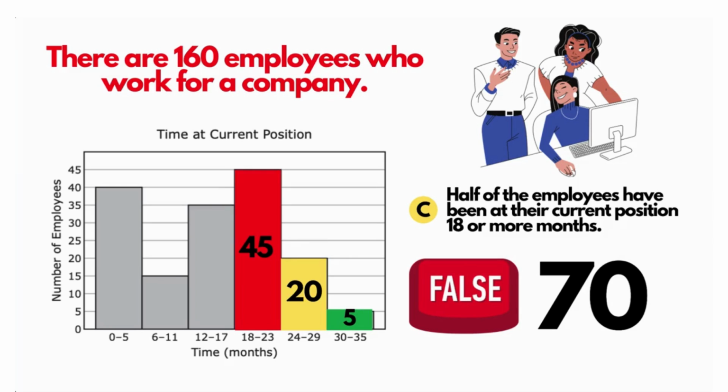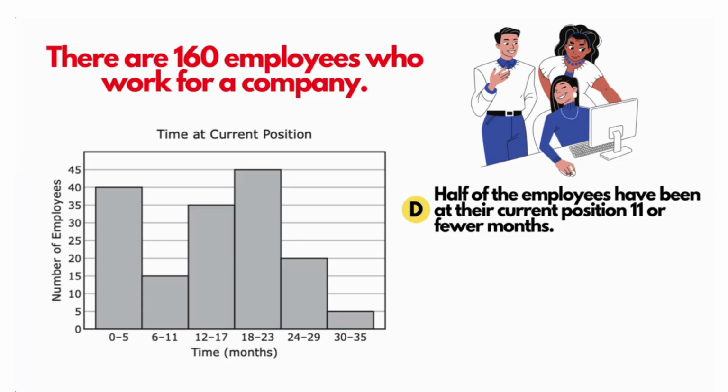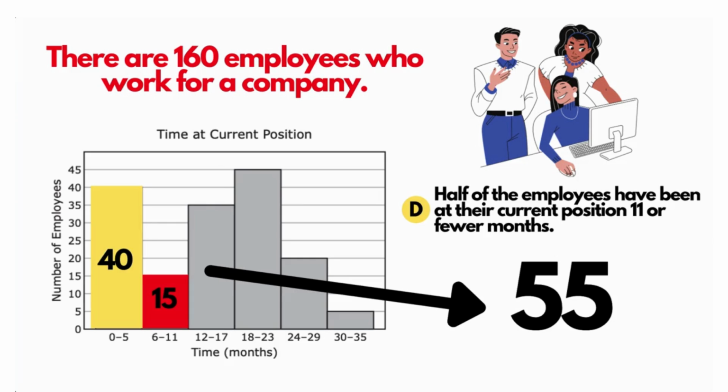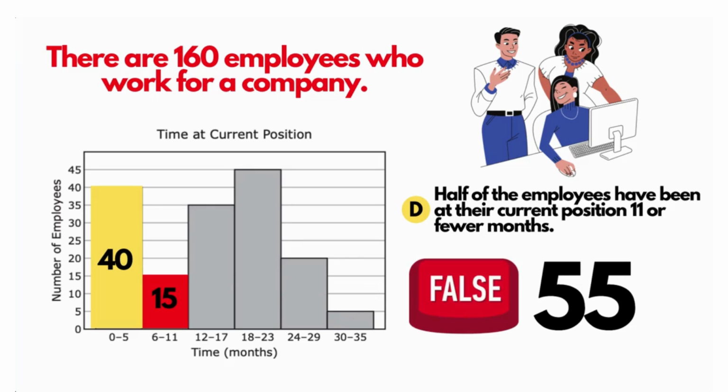And let's finally go to D. Half the employees have been at their current position 11 or fewer months. We can use the same strategy we did before. 11 or fewer, so it's going to be our category 0 to 5 and 6 to 11. 6 to 11 is 15. 0 to 5 is 40 for a total of 55 employees. It says half the employees. We already determined that half the employees is 80. 55 is way too little, so that won't work.